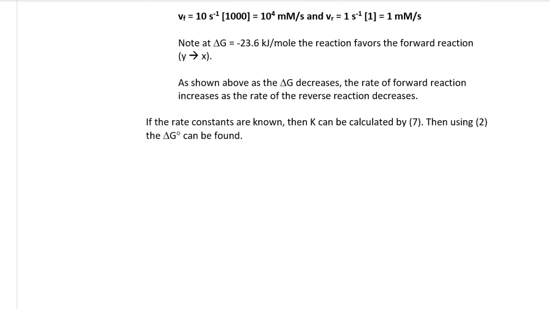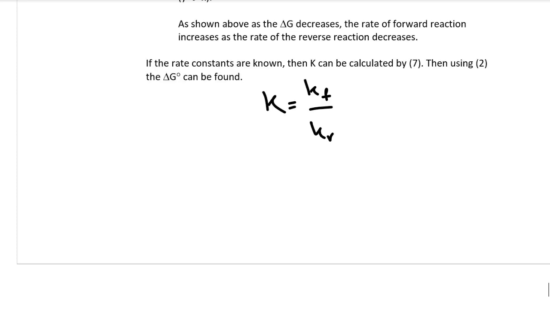So if the rate constants are known, then K can be calculated by equation 7. So what was 7? 7 was just this equation right here. The equilibrium constant equals K forward over K reverse, right? So if you know the rate constants, you can figure out the equilibrium constant. If you know the equilibrium constant and one of the rate constants, you can figure out the other rate constant.